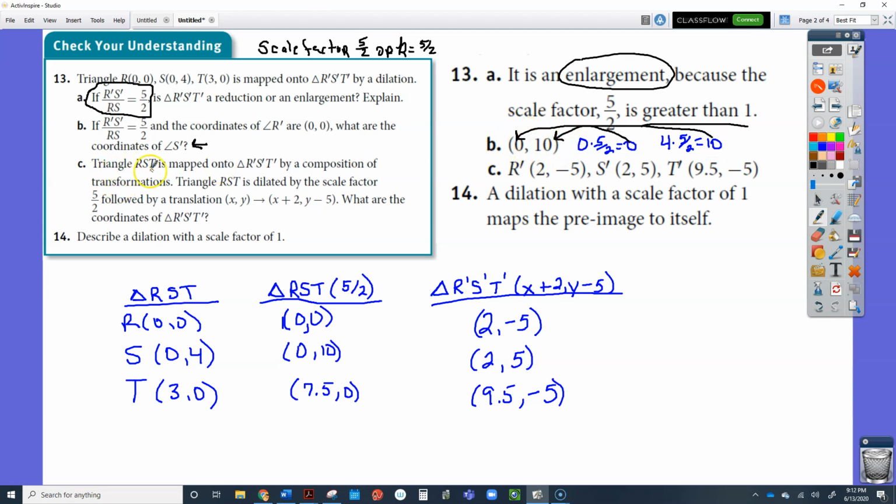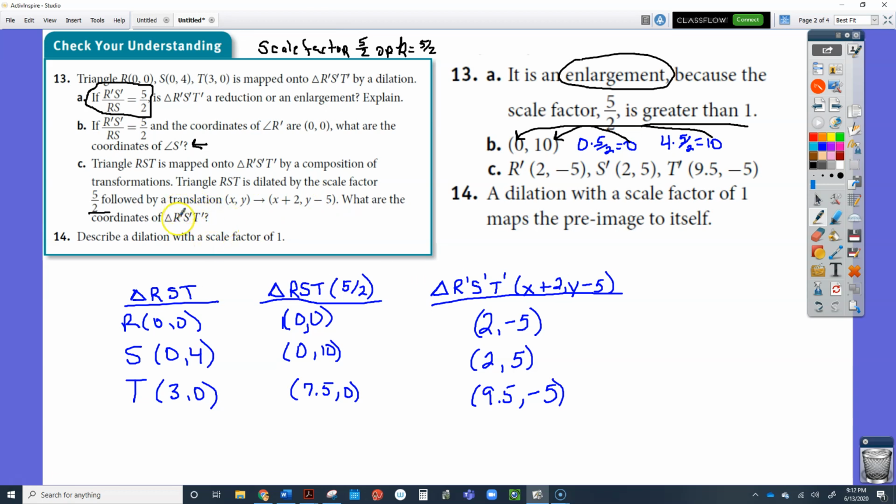Now it says triangle RST is mapped onto R prime S prime T prime by a composition. So what are they going to do? They're going to do 2 transformations. The transformation that they're going to do first is the dilation. And then the transformation that they're going to do after that is the shifting right 2 and down 5. So what are the coordinates of R prime S prime T prime?